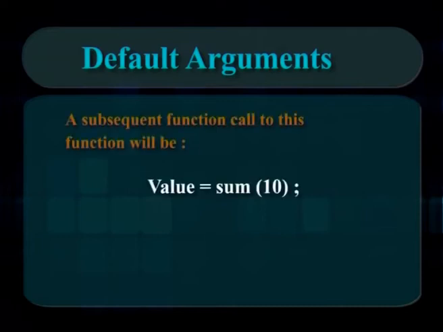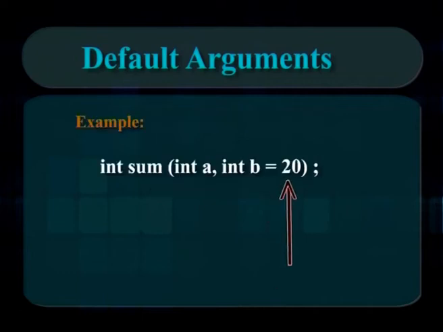The prototype shown declares a default value of 20 to the argument b. A subsequent function call to this function will be value equal to sum(10); Here you can see that only the value of a is passed since b has a default value of 20. One point is clear from this: only the trailing arguments can have default values, so we must add default values from right to left.